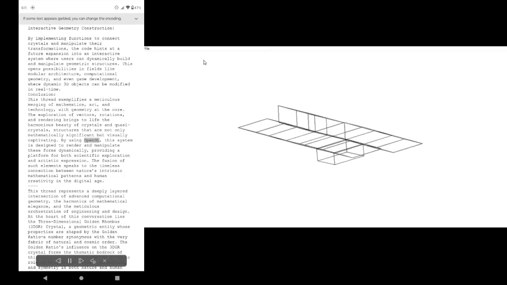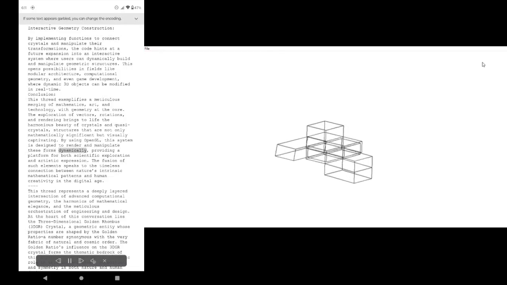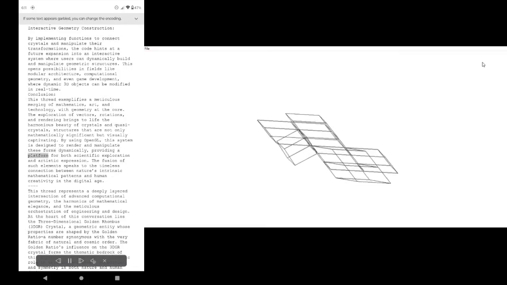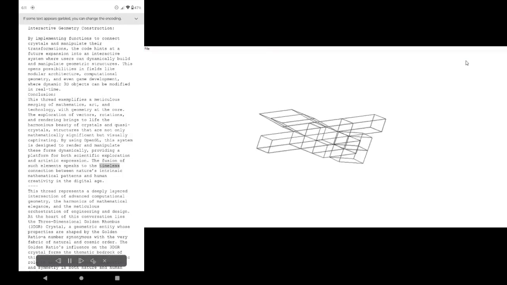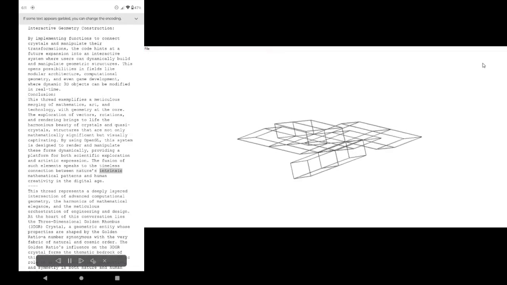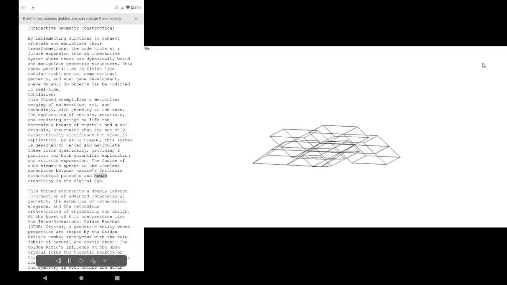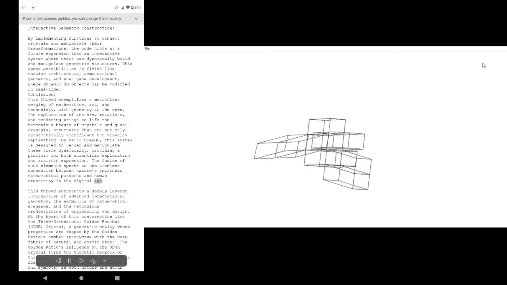By using OpenGL, this system is designed to render and manipulate these forms dynamically, providing a platform for both scientific exploration and artistic expression. The fusion of such elements speaks to the timeless connection between nature's intrinsic mathematical patterns and human creativity in the digital age.